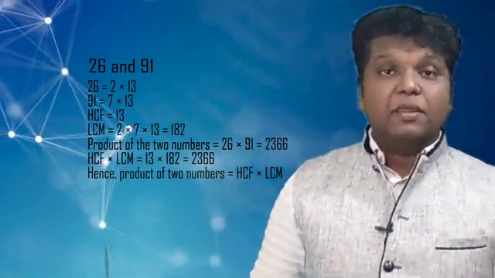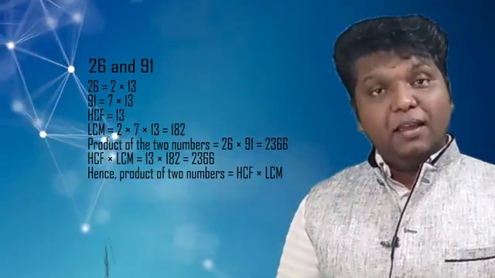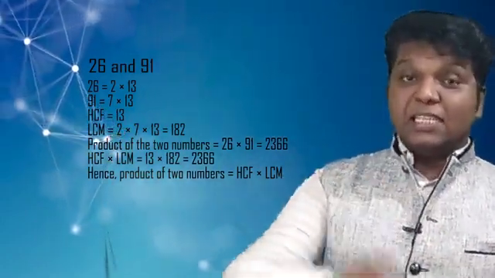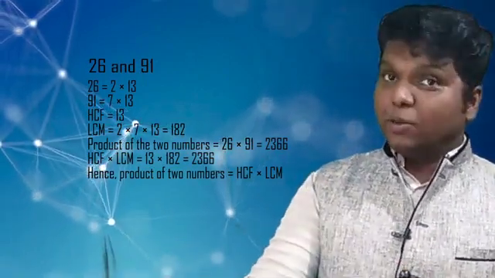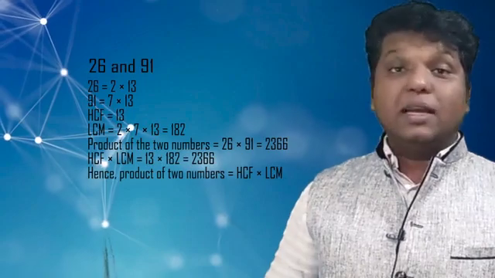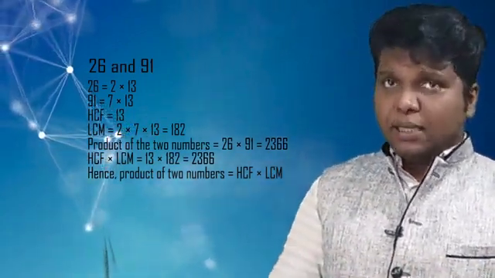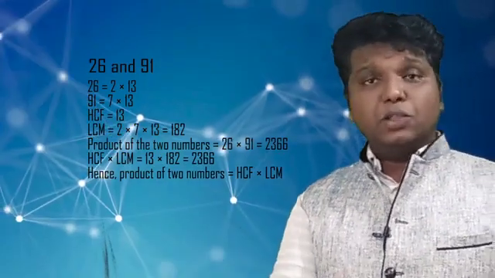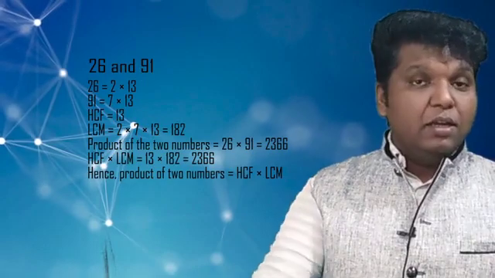What's the next step? We have to verify. What is the thing which we have to verify? We have to verify that LCM into HCF is equal to the product of the numbers. The numbers here are 26 and 91. Okay, let's start. First of all, let us check out LCM into HCF. What was our LCM? LCM was 182 and our HCF was 13. While multiplying them together, what did you get?